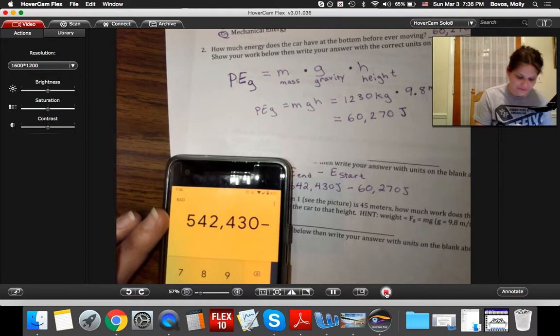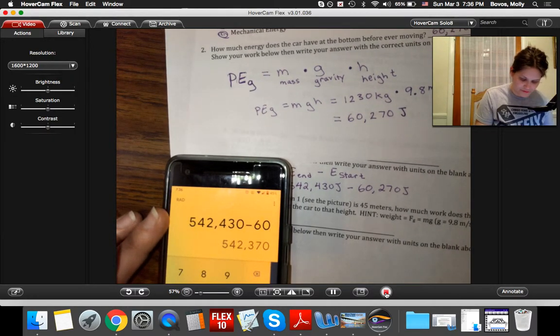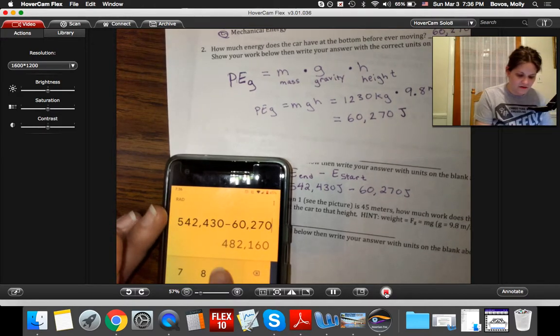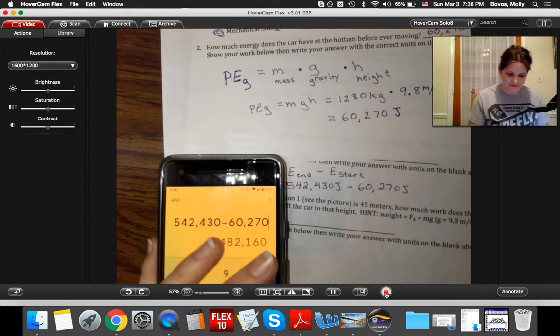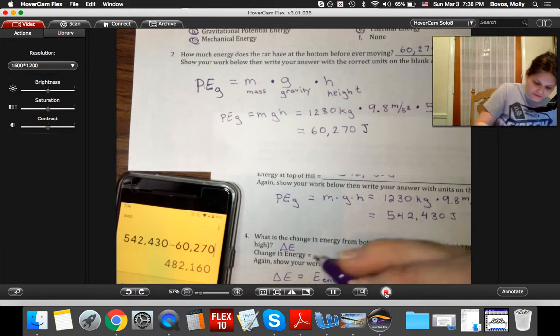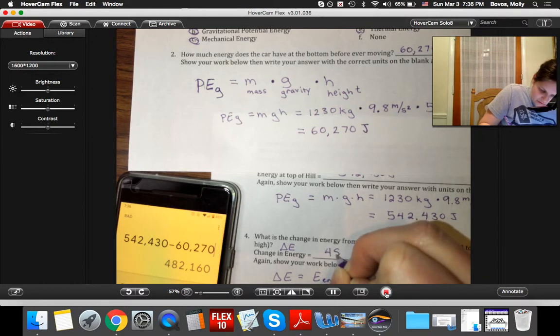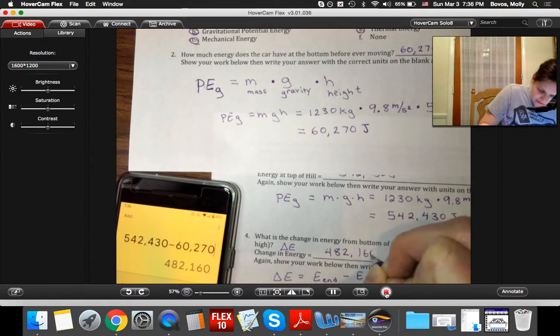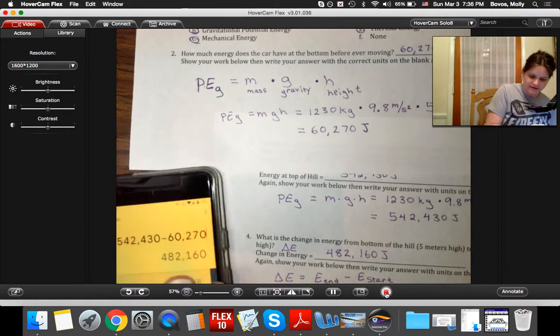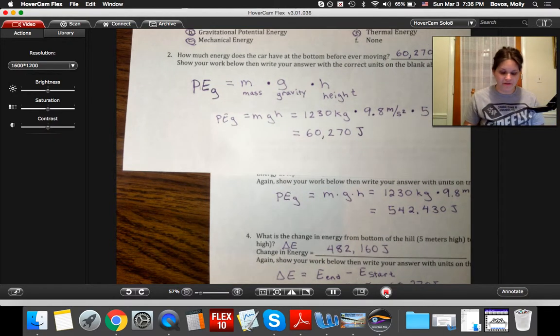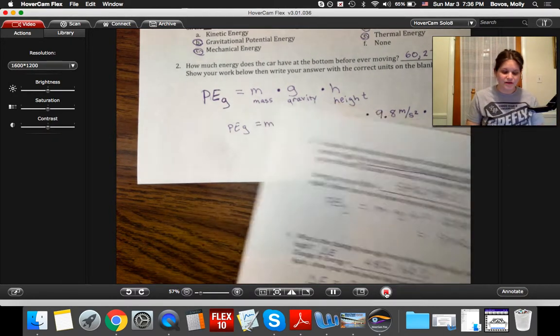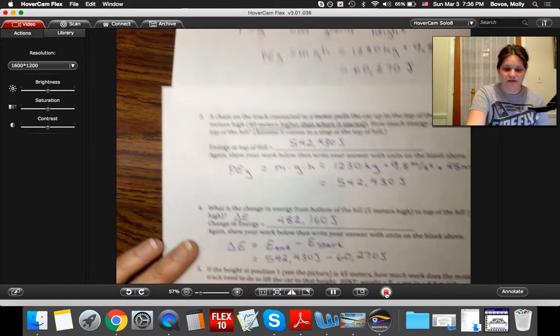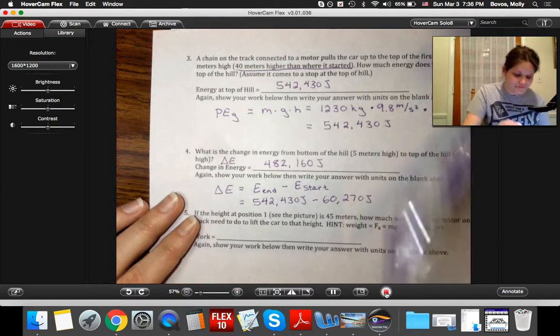So now I'm going to go ahead and do this number minus 60,270, and that's going to give me 482,160 joules. Let's go ahead and write that into our final answer, 482,160 joules. So that's how much the energy changed, how much it increased. If we got a negative number, then we would have had a decrease in energy.